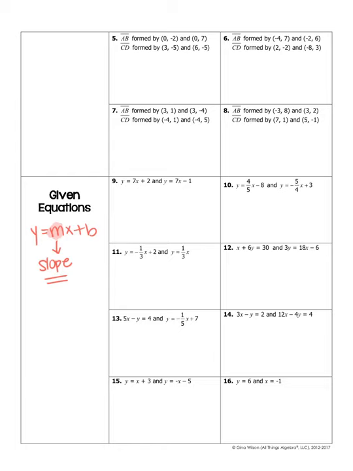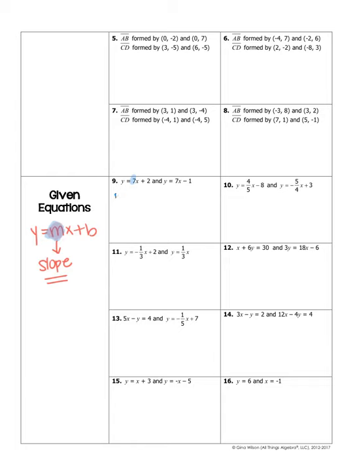You're also given some of them where they're in standard form. So remember, we need to solve to get the y by itself before we determine what the slope is. So let's do a couple examples together. All right, so on 9 it says y equals 7x plus 2 and y equals 7x minus 1. So again, remember that number in front of your x is your slope. So let's identify that first.